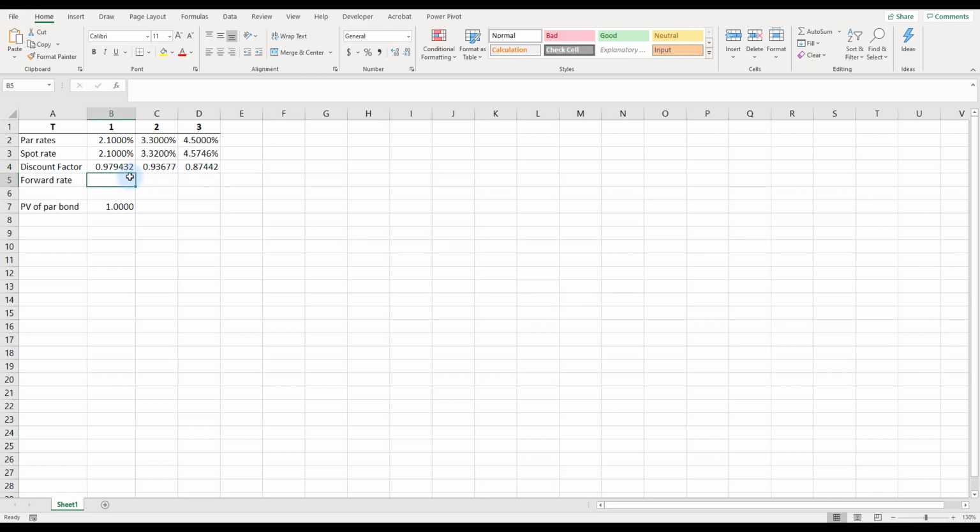Now, to get the forward rate, just for our checking purposes, the 1 period forward rate starting from today is also equal to the spot rate. So we'll save our time there.